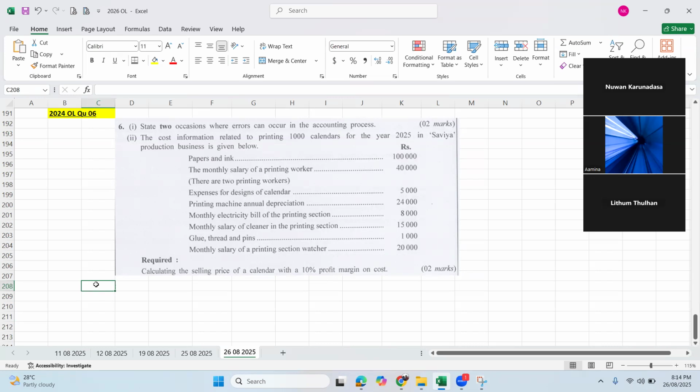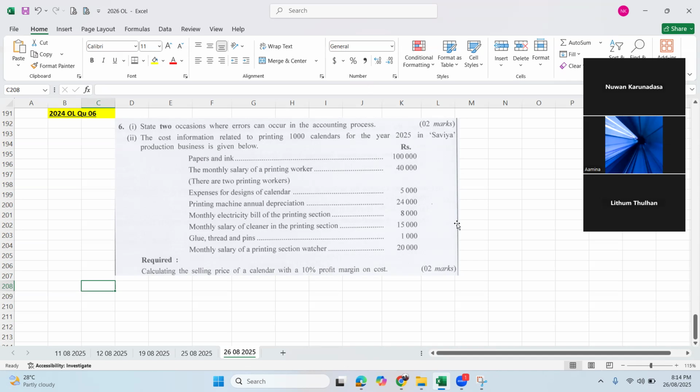The cost information relating to printing of 1000 calendars for the year 2025 in Xavier production business is given below. So they have covered here a one year accounting period. This is very important. The period covered is 1 year. Papers and ink, they have given papers and ink. So this becomes part of the direct material.